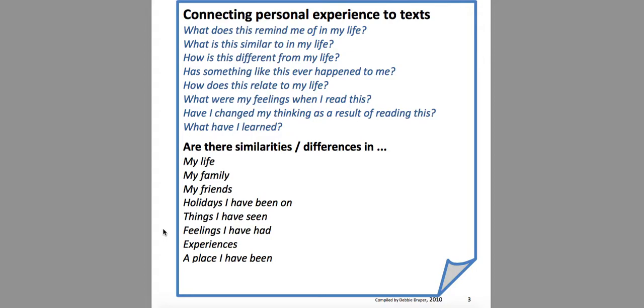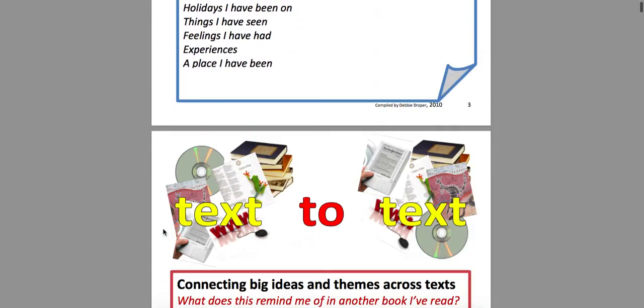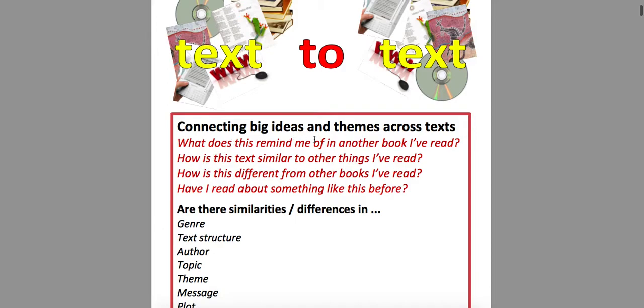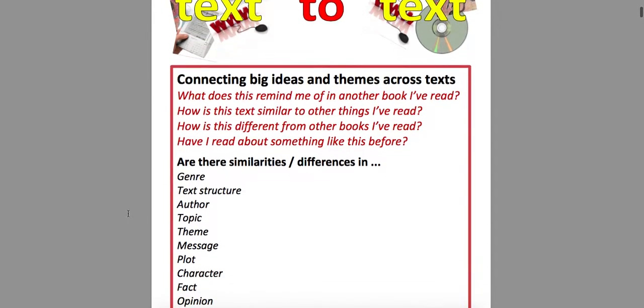So we're asking students to use their own frame of reference to help comprehend a text that they're reading. That one's called text to self. The second one is called text to text, and that's connecting big ideas and themes across texts. So thinking, does this remind me of something I've read in another book? Is this text similar? Is it different? Have I read something like this before?